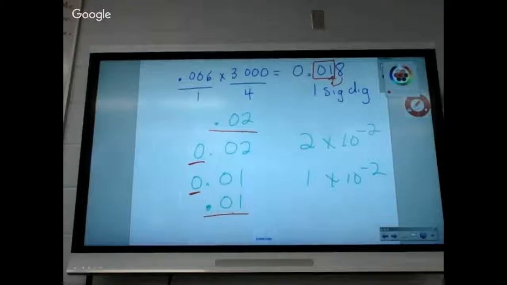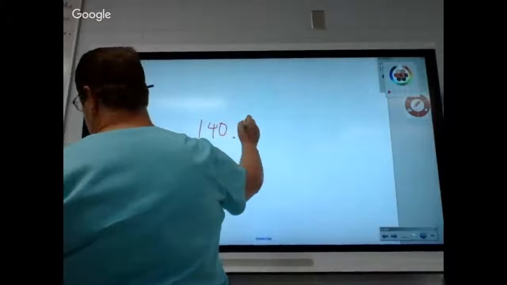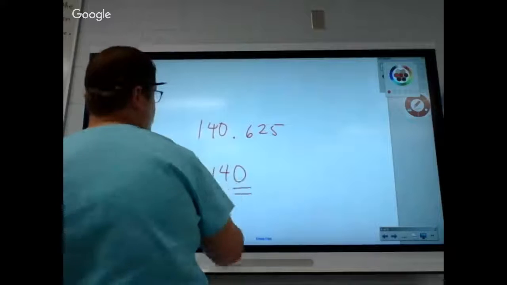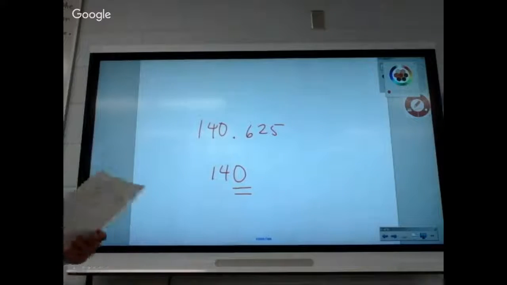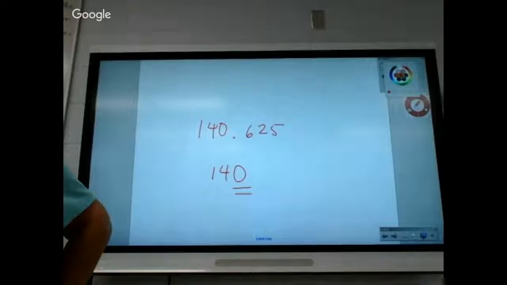So you said what? Hold on, let Alexis finish. Which one? 140? You can only have 2 significant digits. So you got 140. As long as you take that decimal off, that's an understood decimal point, so that 0 is not significant. If you write the decimal, it is significant. So you put decimal places there. Don't mix those up today.